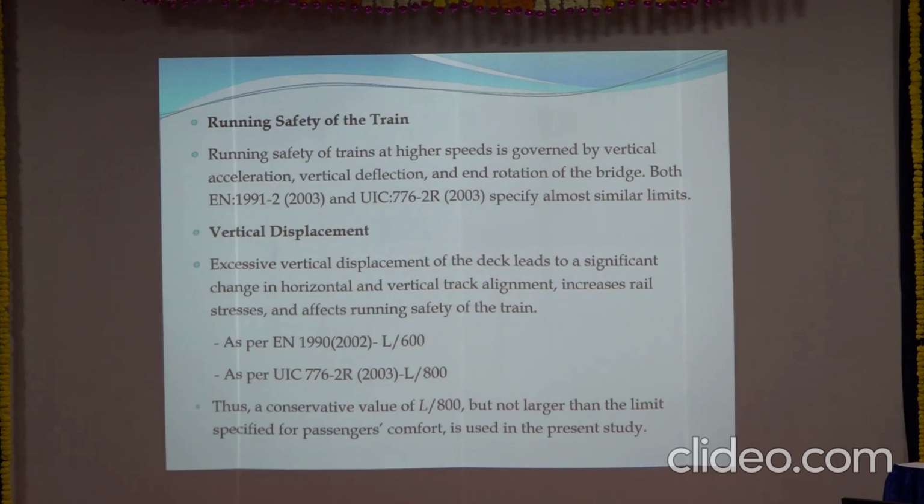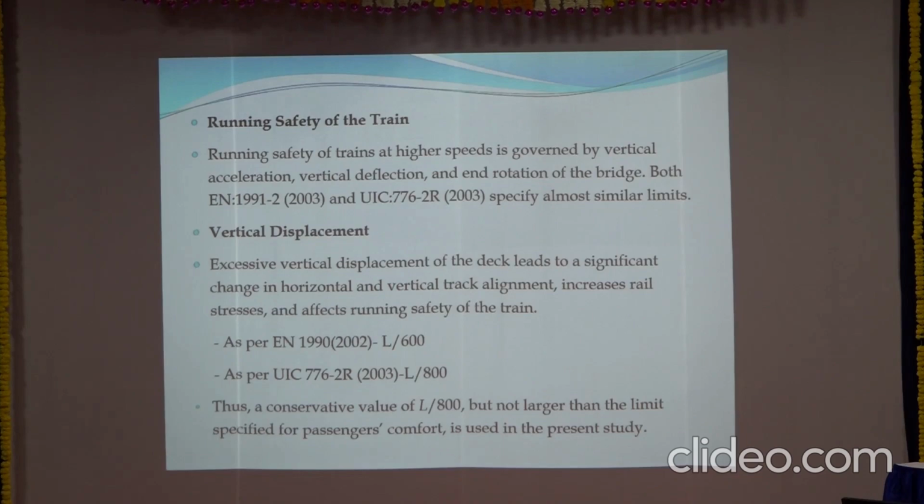Now we go to the safety part. First was the serviceability, which is comfort. Now the safety. In safety, we again have to limit the vertical acceleration, vertical deflection, and the rotation of the bridge. Both the EN and UIC codes specify almost similar limits.